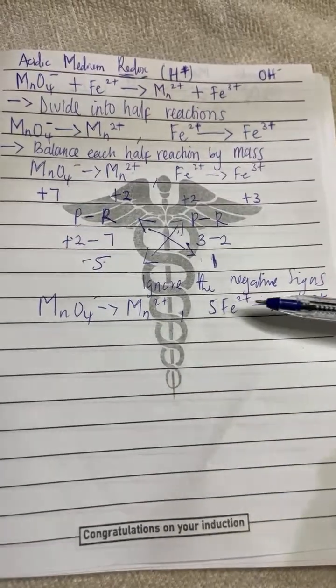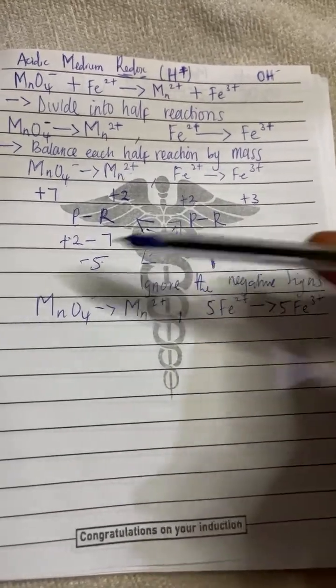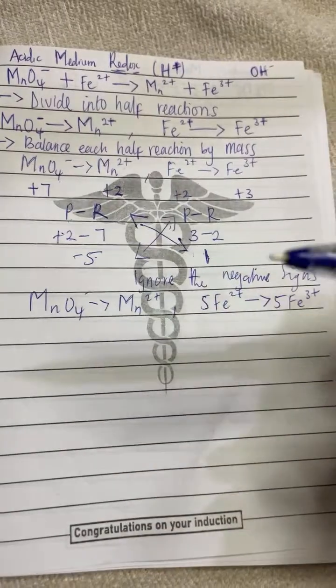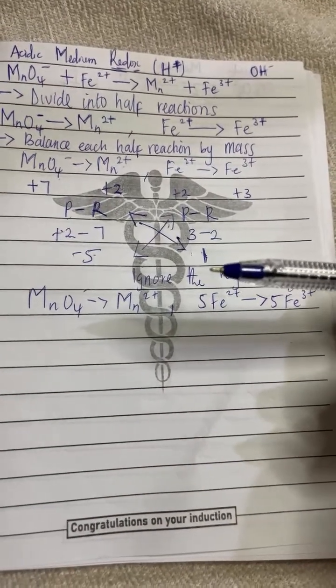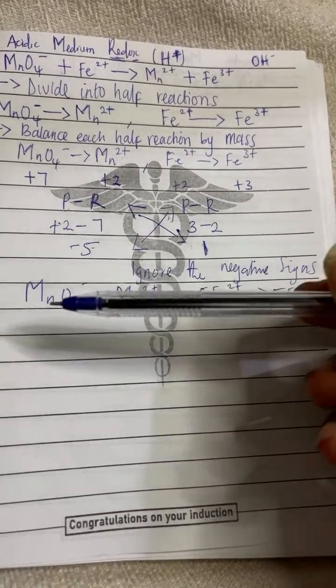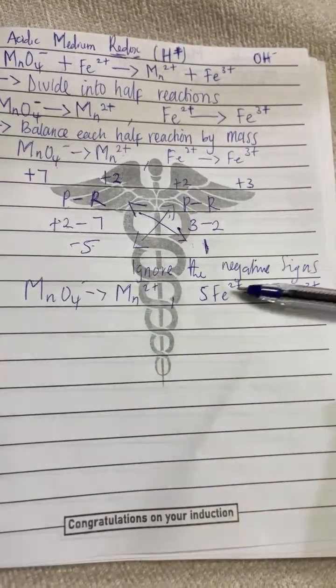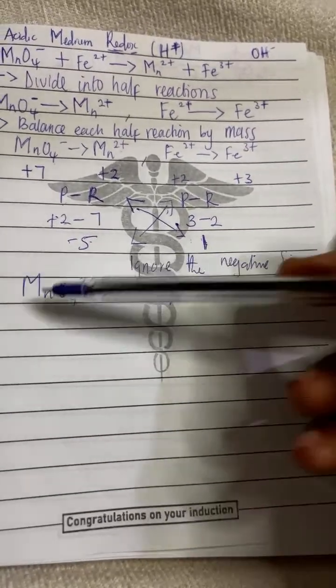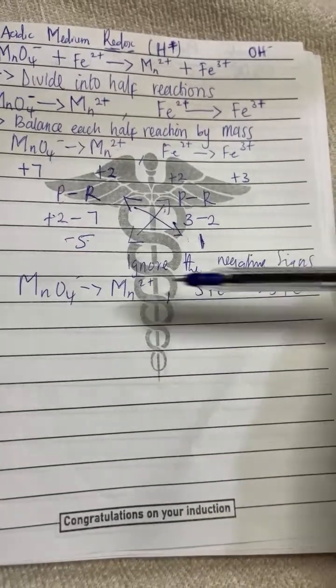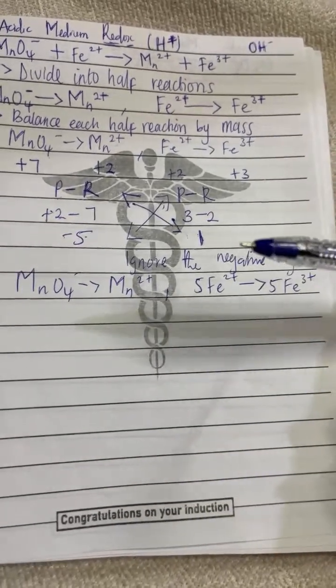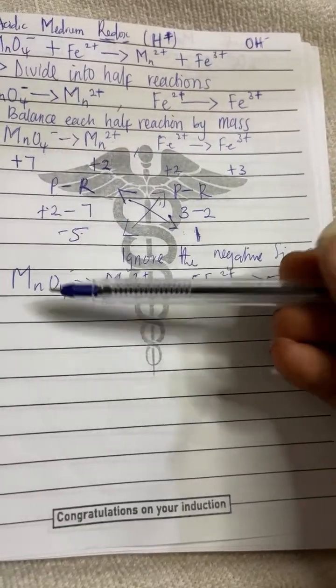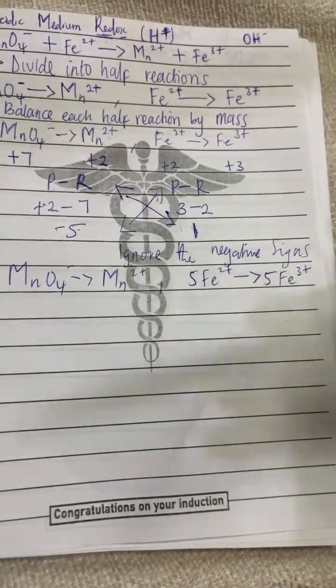Now that we have multiplied with the product of the subtraction of the oxidation numbers, what you have to do now is to bring both half reactions together again, right?